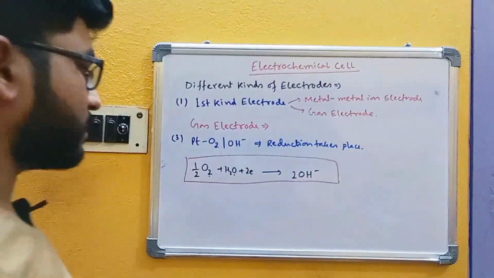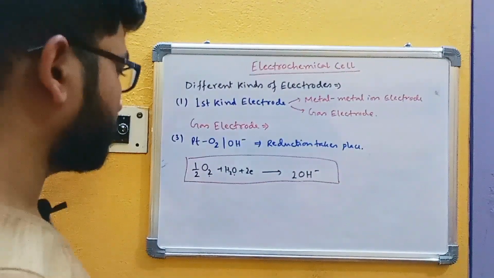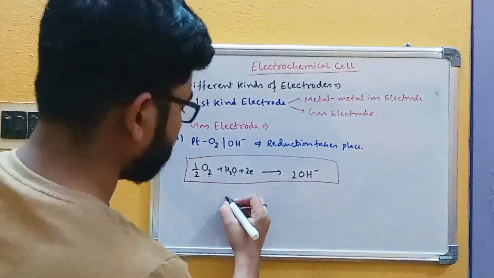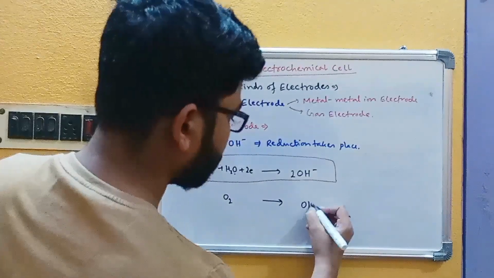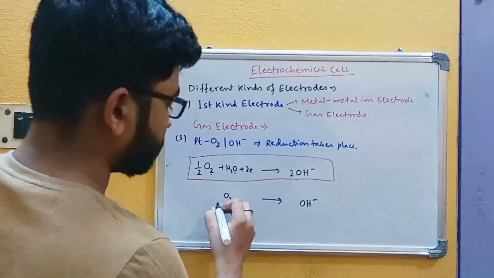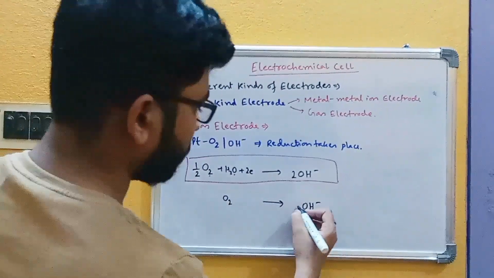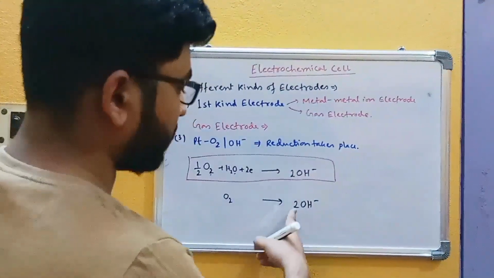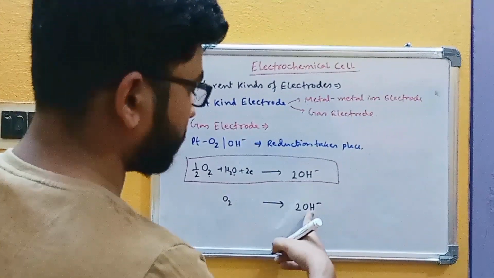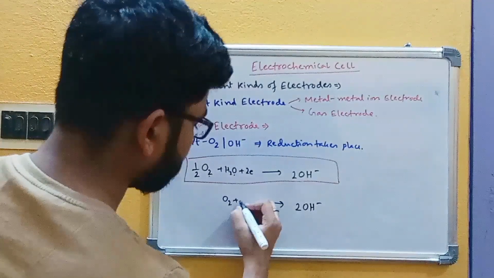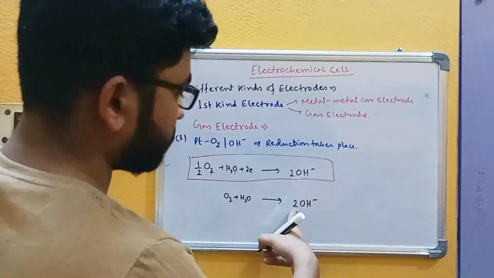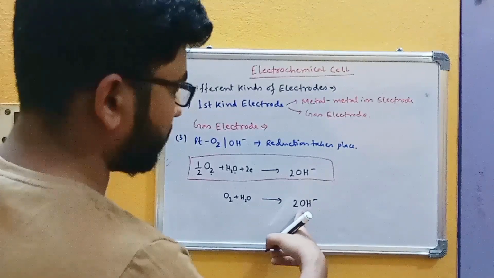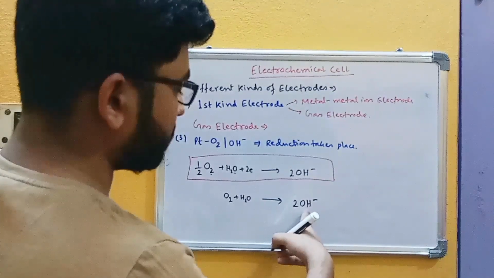So again I repeat how this occurs. Firstly you write O2 here, then keep an arrow, then write OH minus here. As 2 equivalents of oxygen are there, you add 2 OH minus. As you write 2 equivalents of OH minus, then 2 hydrogens are there. In order to balance, you write H2O here. Then as 2 equivalents of OH minus are there, the total amount of negative charge is -2.